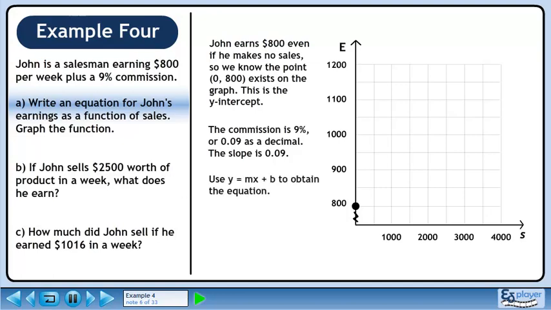Use y equals mx plus b to obtain the equation. The equation is y equals 0.09x plus 800. As a function, this is written e of s equals 0.09s plus 800, where e is the earnings and s is the sales.